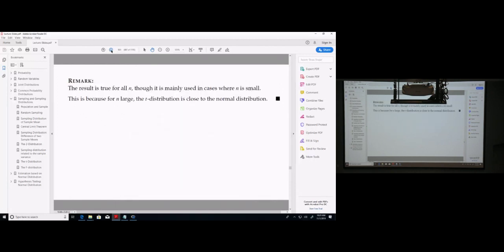The result is true for all n, though it is mainly used in cases where n is small. Small here refers to less than 30. This is because for n large, the t-distribution is getting closer and closer to the normal distribution.